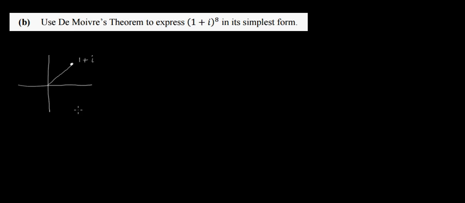So we can see here that because we've got a 1 here and the coefficient of this i here is also 1, we know that this angle here, our theta, our argument if you like, is going to be 45 degrees or pi over 4. Now you can do that, you can say tan theta is equal to 1 over 1, or just 1, so theta is just going to be tan inverse of 1, so theta is 45 degrees, or we'll use radians, so it's going to be pi over 4 here.